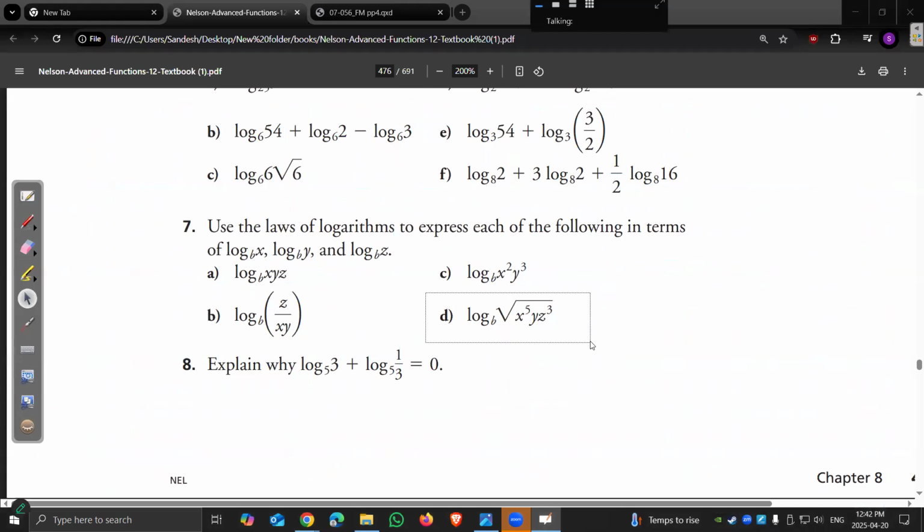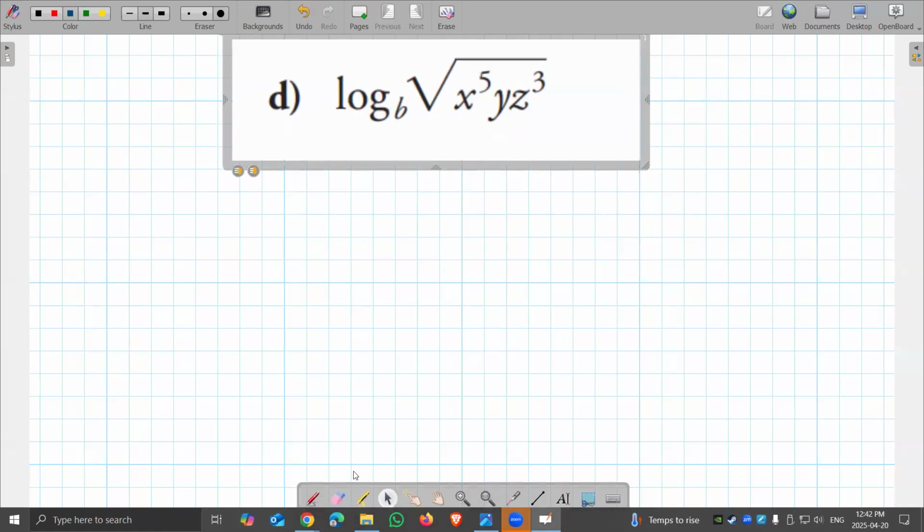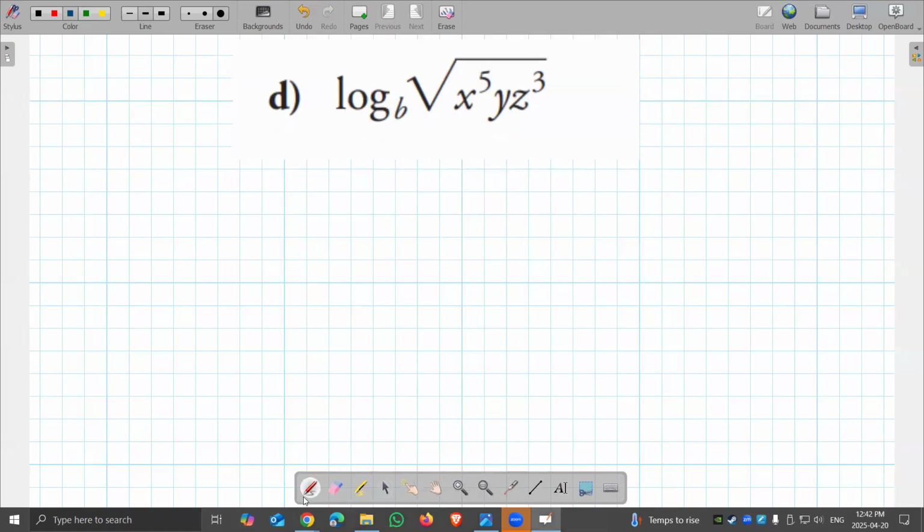Okay, what about this one? Same question. We want to write it as 3 independent logs. What would be the first step? The power rule. Can we do this in one step? Let's not do it in one. Let's do it step by step. So 1 over 2. You understand that, right? The root comes outside because that is equivalent to this power 1 over 2. Square root means the power of 1 over 2. All right, what's the next step?